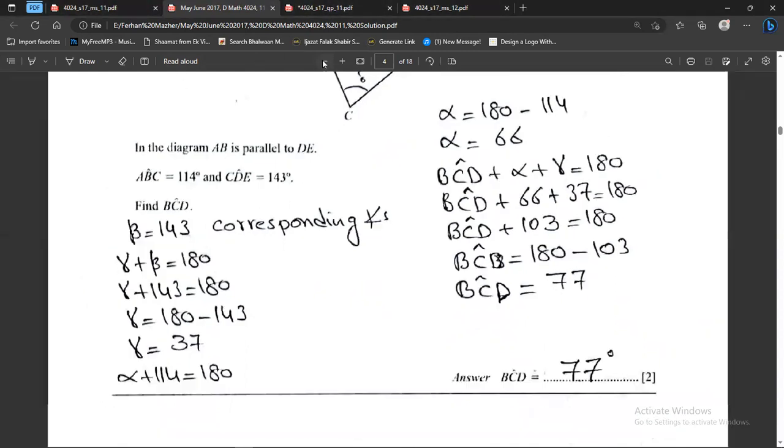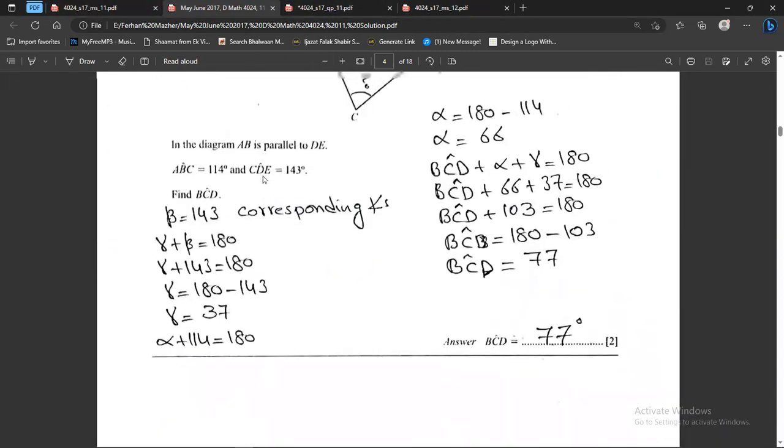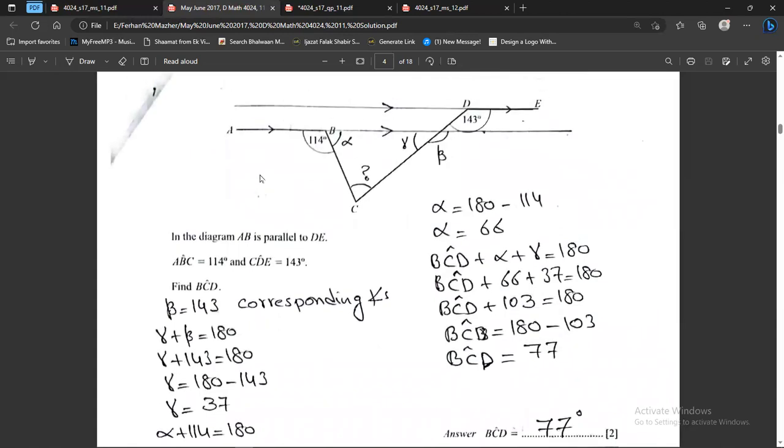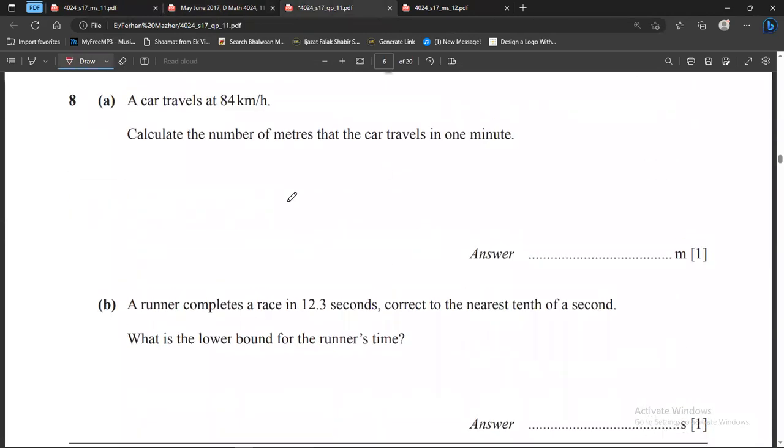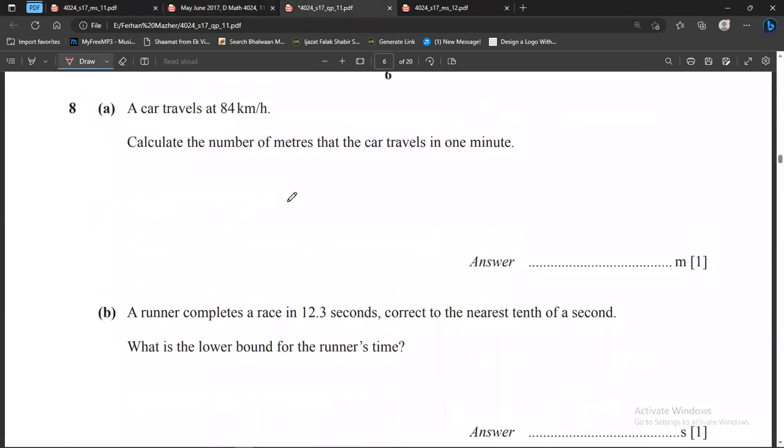And let me reduce the size so you can see the whole question. So this is the whole question. Okay, so we are going to the next question. The next question is question number 8. He says, A part, a car travels at 84 kilometers per hour. Calculate the number of meters that the car travels in 1 minute.